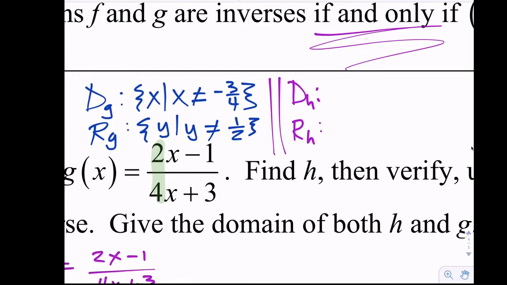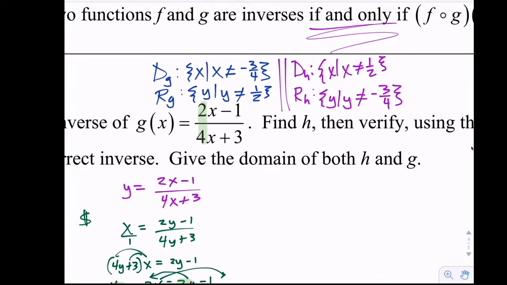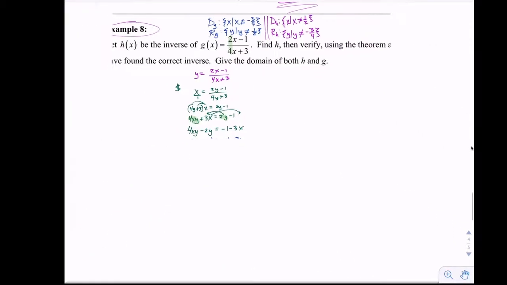Good. So the domain of H is going to be the set of all x, such that x is not equal to what? 1/2. You want to use x's instead of y's. And the range of H should be the what of G? The domain. So it should be the set of all y's, such that y is not -3/4. Now, I think we have faith that that's going to be correct, but since we have the function G, we can what? We can verify.